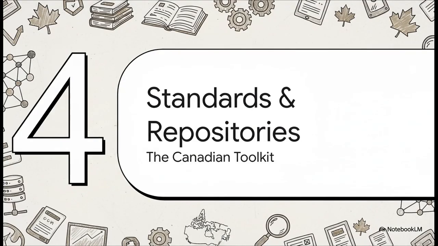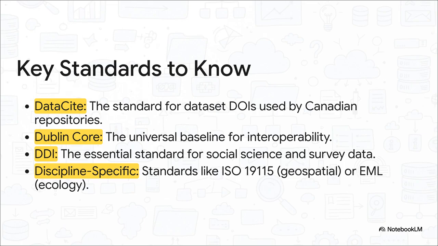Okay, let's get down to brass tacks. Section 4 is all about the standards and repositories you're actually going to be using. This is your Canadian toolkit. Now look, you don't need to memorize this whole list, but it helps to know the key players. Think of DataCite as the engine that creates that super important permanent DOI for your dataset. Dublin Core is kind of like the universal language that helps different systems talk to each other. And then you've got the specialized stuff, like DDI for social science, or others for fields like geography or ecology.